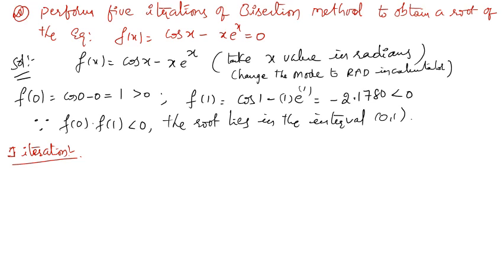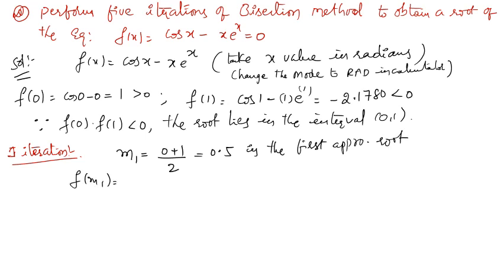Now bisection method, first iteration. Bisect the interval. What is the first approximate root? m1 equal to 0 plus 1 by 2, 0.5 is the first approximate root. Then find f of m1. Substitute this root in the function: cosine 0.5 minus 0.5 into e to the power of 0.5, and the value is 0.0532. It is positive.